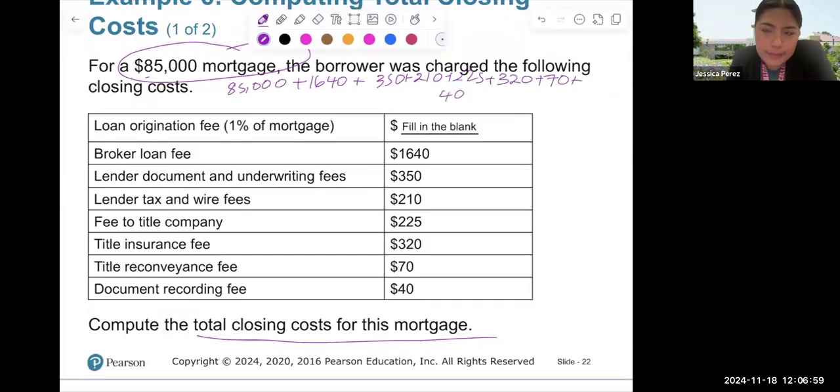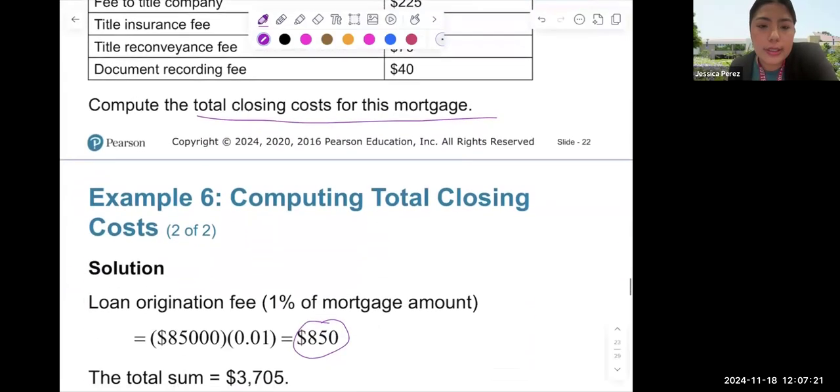So in reality, the home is going to cost you more because there's fees all over the place. There's a broker fee, the lender tax wires, the fees to the title company, the title for the insurance, the title for a reconveyance fee. So if you bought a house before, you know it's not just the mortgage, but it's everything together. So the total closing cost.